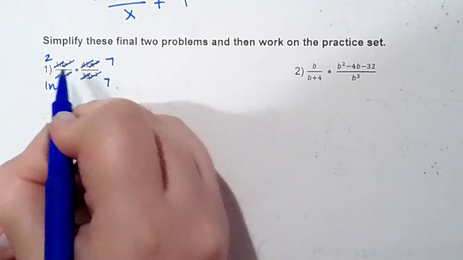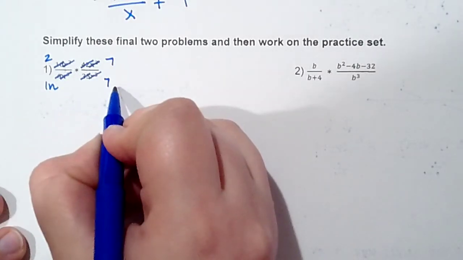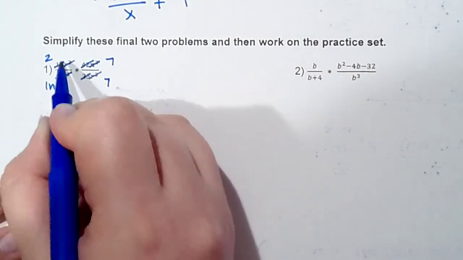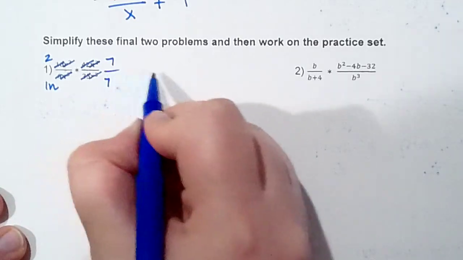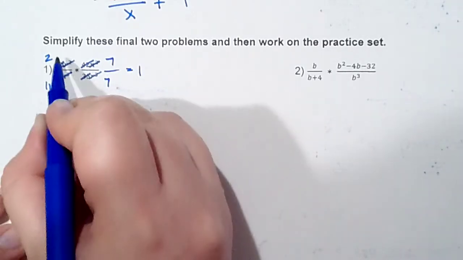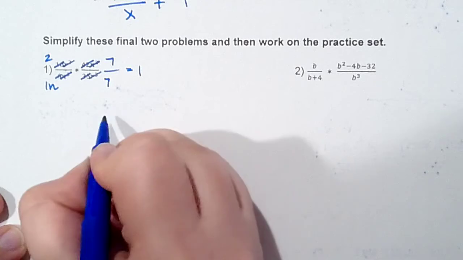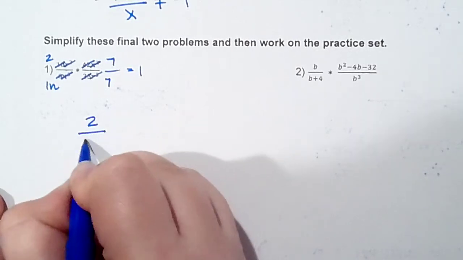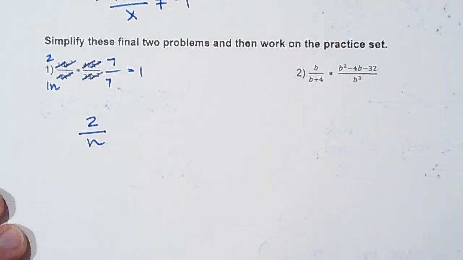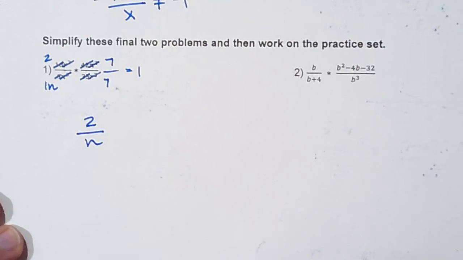Now I am left with 7 over 7 and 2 over 1n. Well, 7 over 7 is equal to 1, so I just have 2 over n times 1, or 2 over n. Oh, that was a quick problem. All right, what about the next one?